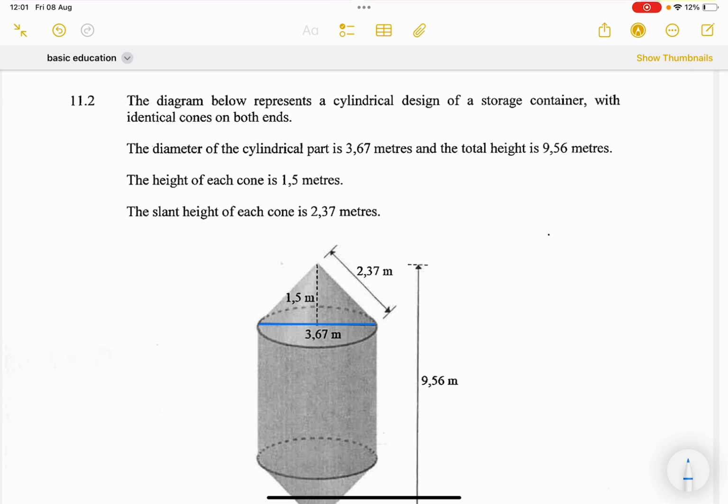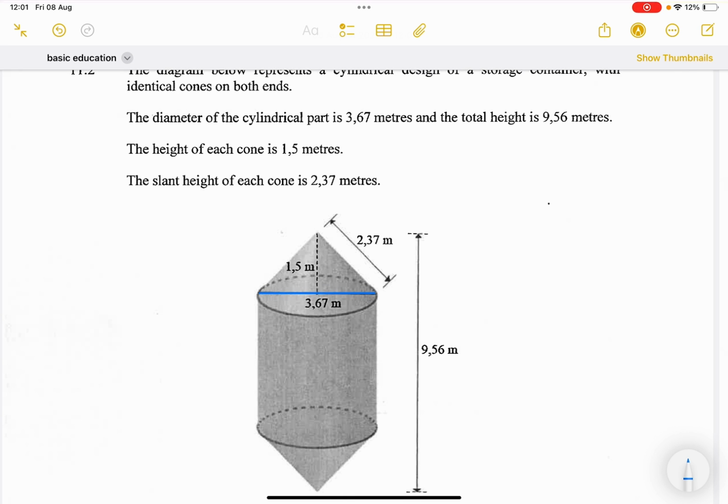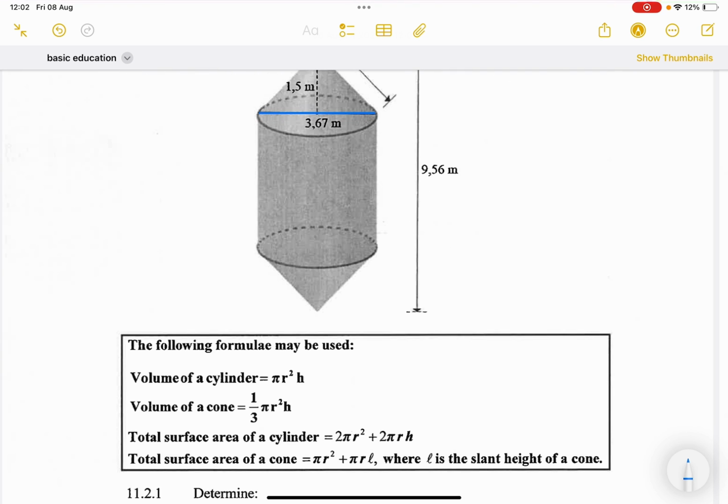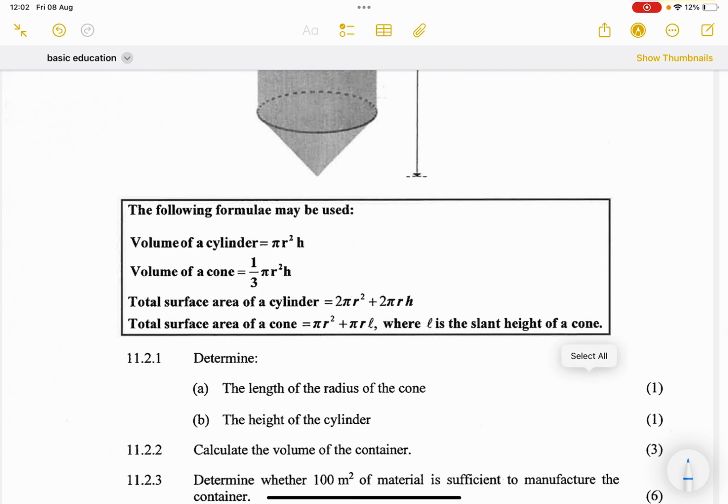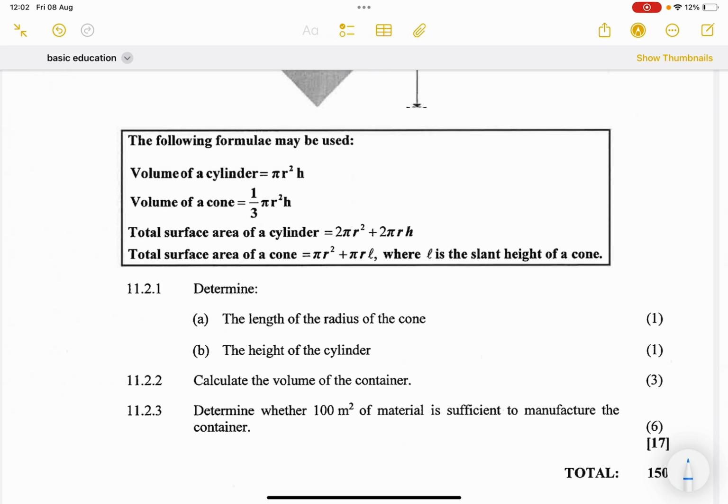Right, and they say the total height is 9.56 meters. They say the height of each cone is 1.5 meters, and the slant height of each cone is 2.37 meters. All right, now they've given us all the formulae there that have to do with the cone as well as the cylinder. Right, so firstly they say determine the length of the radius of the cone.